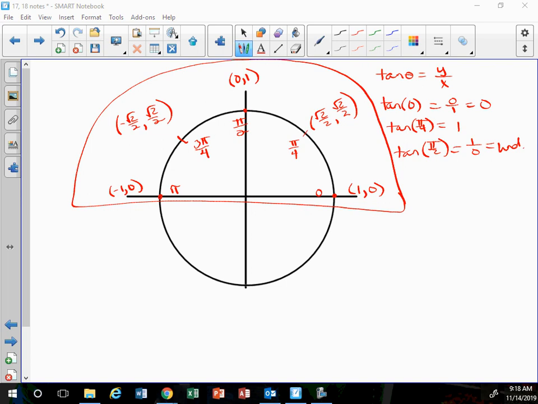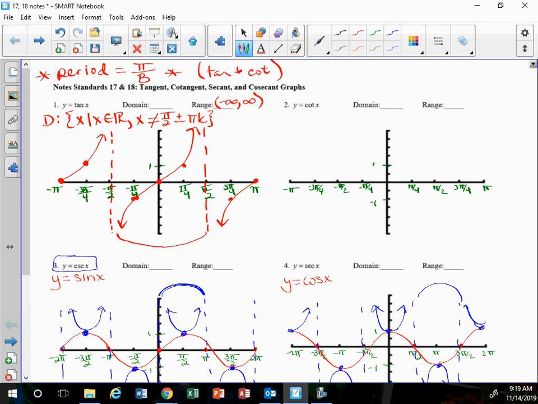Yes, that looks great. I just said graph cotangent. So what would cotangent be right here? Okay, cotangent is x over y. You're just looking at it. Guys, did you get an asymptote on the y-axis? Yes. Where are the other asymptotes?